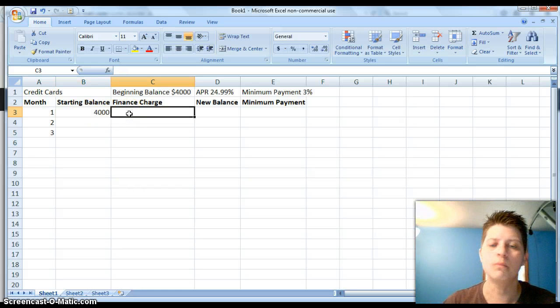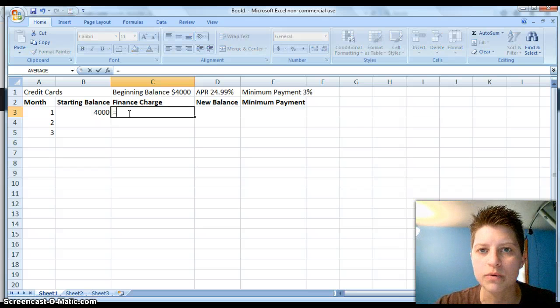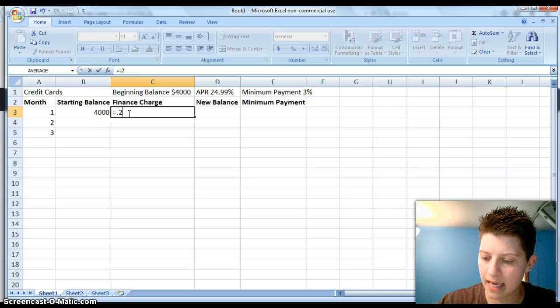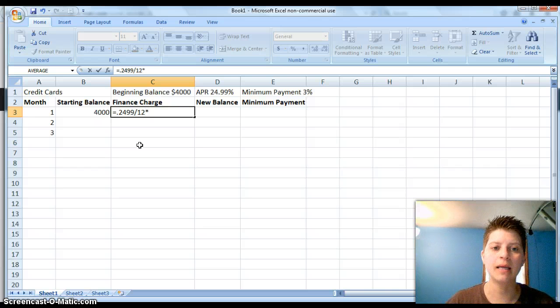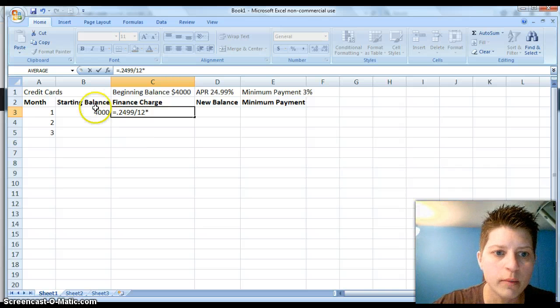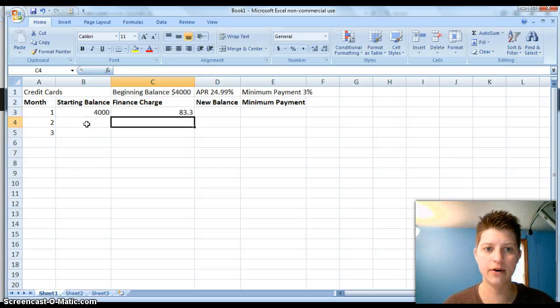So think about when we calculated our finance charge. On paper, we said, well, we had to take that APR as a decimal, change it to monthly, so divide by 12, and then we multiplied by our beginning balance. So let's go ahead and do that. Remember, when you're typing a formula into Excel, you start with an equal sign. After that, what did I say? I said the APR as a decimal, so there's my 0.2499, and we want to divide that by 12 because that makes it monthly. Well, now I want to multiply by my starting balance. And because we want to use formulas, I'm going to click on that B3 cell in order for the 4,000 to go in. So now that my formula is entered, I hit enter, and my finance charge is $83.30.